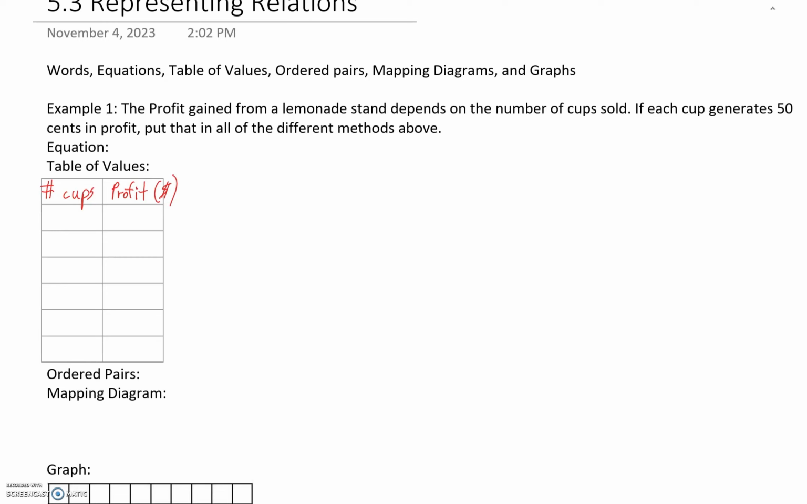Okay, so every cup generates 50 cents in profit. So you can do this in dollars or in cents. I'm doing it in dollars. But if we have 0 cups, we have 0 profit. If we have 1 cup, 2 cups, 3 cups, 4 cups, 5 cups, well, we have $0.50. We have $1.00. We have $1.50. We have $2.00. And we have $2.50. So we have all of these different profits depending on the amount of cups that we have sold.